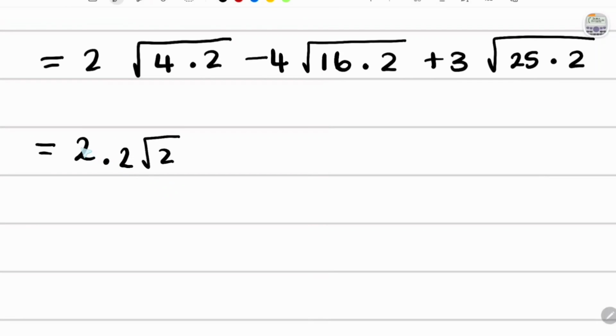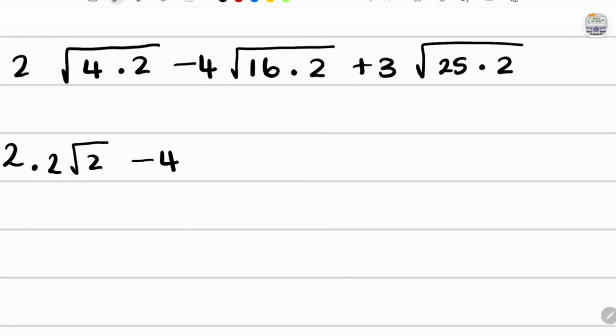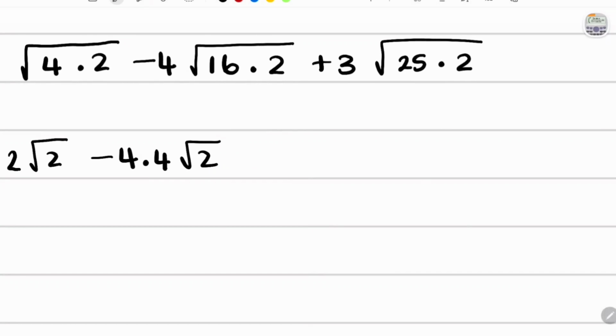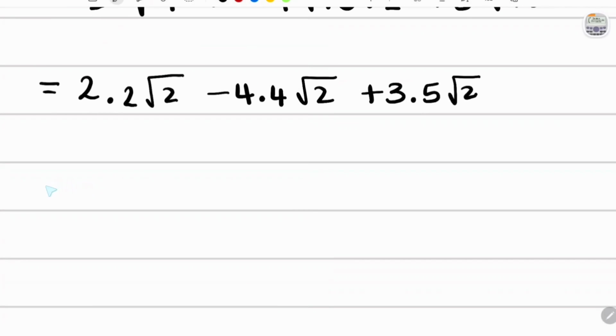So this is what we have: 2 multiplied by 2 square root 2. We will simplify that in the next line. Then we still have minus 4. And the same thing's going to happen here. You're square rooting this number and you're square rooting this number. The square root of 16 is 4. So that comes here multiplied by 4. But the square root of 2 is still the square root of 2. And then we come to the 3 plus 3. The square root of 25 is 5. So multiply by 5. The square root of 2 still stays the square root of 2 because it's not a perfect square. Now we can just simplify further.